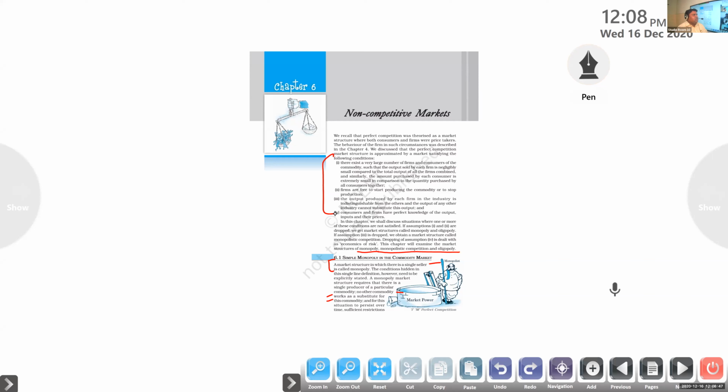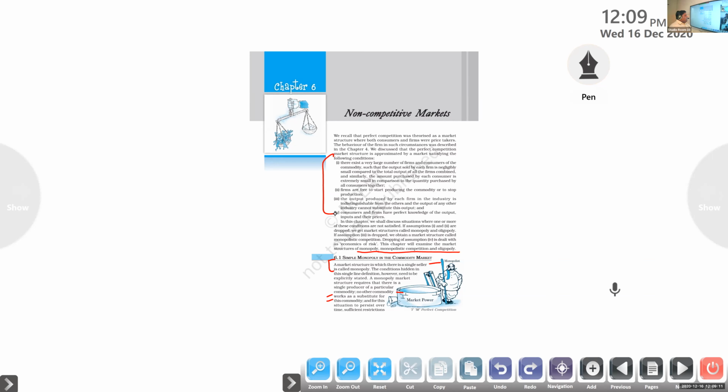There are no regulations related to the entry and exit of the producers. If the firms come to know that production is profitable, they are able to start the production. Once they come to know it is no longer profitable, they are able to stop it and leave or quit. Clear? That's what the second point says.